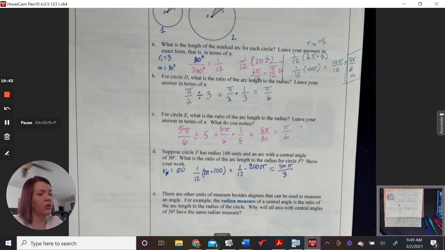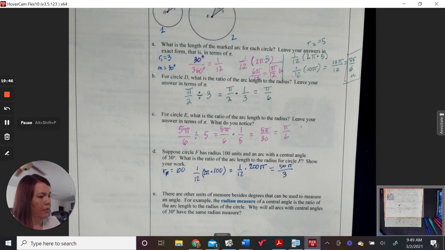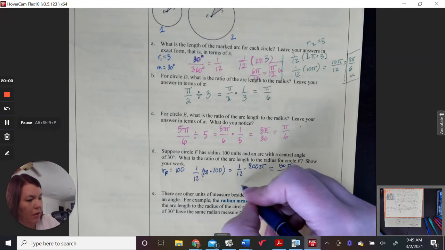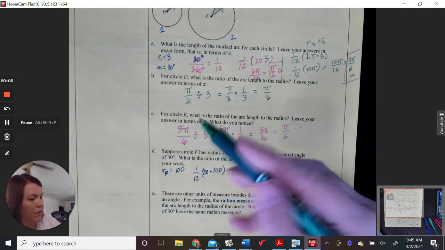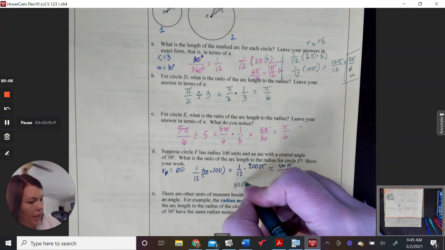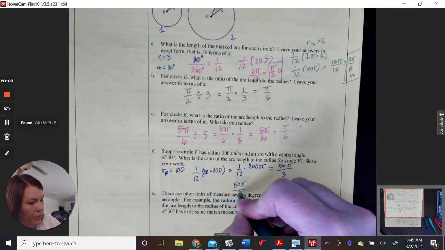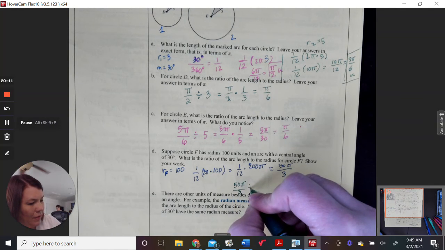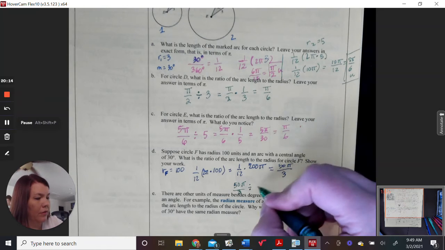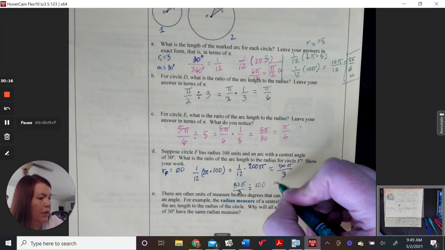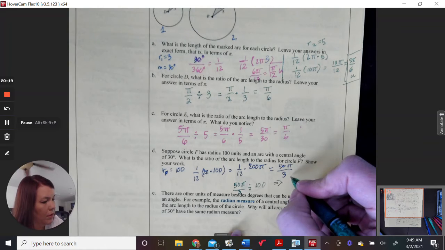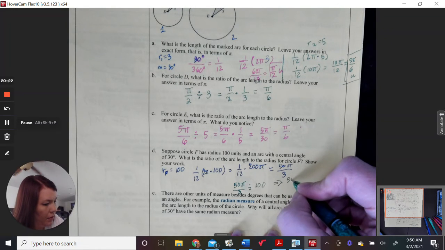And so then I'm going to take my arc length, 50 pi over 3, divided by the radius, 100, which leads to 50 pi over 3 times 1 over 100, which is 50 pi over 300. Divide 50 into 300 and I get pi over 6. Notice it's always the same.